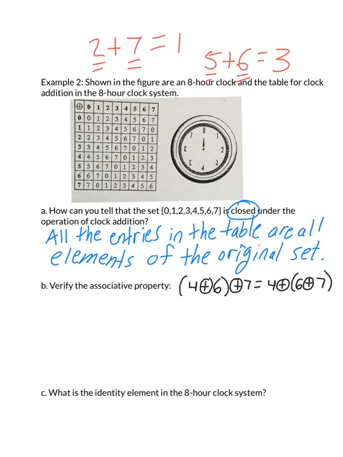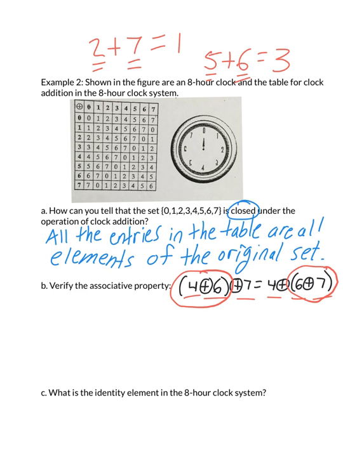Looking at B, it says to verify the associative property. So (4 plus 6) plus 7 equals 4 plus (6 plus 7). If you compare what's on the left side of the equal symbol to what's on the right side, they both have the same numbers in the same exact order. They both have a 4 first, then a 6, then a 7. The only thing that's different is they scooped up the parentheses that were around the first pair of numbers, the 4 and the 6, and dropped them so that the parentheses were around the last pair of numbers, the 6 and 7. So that's all the associative property in mathematics means.